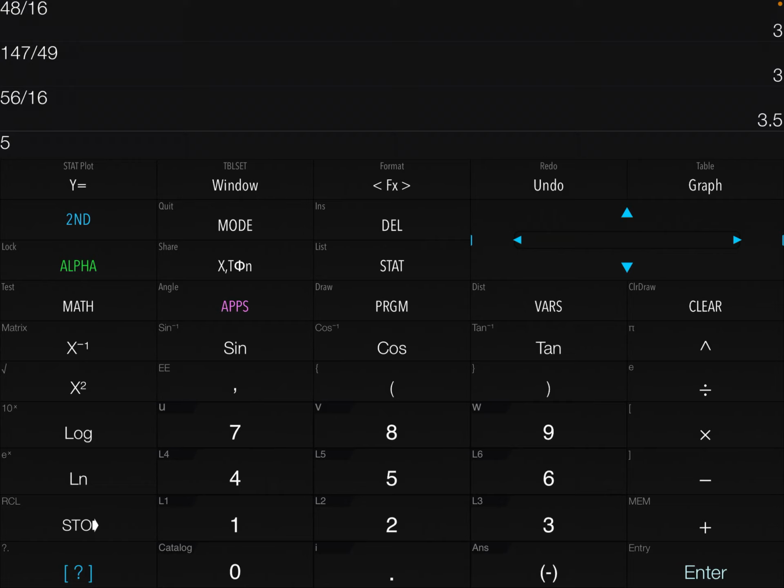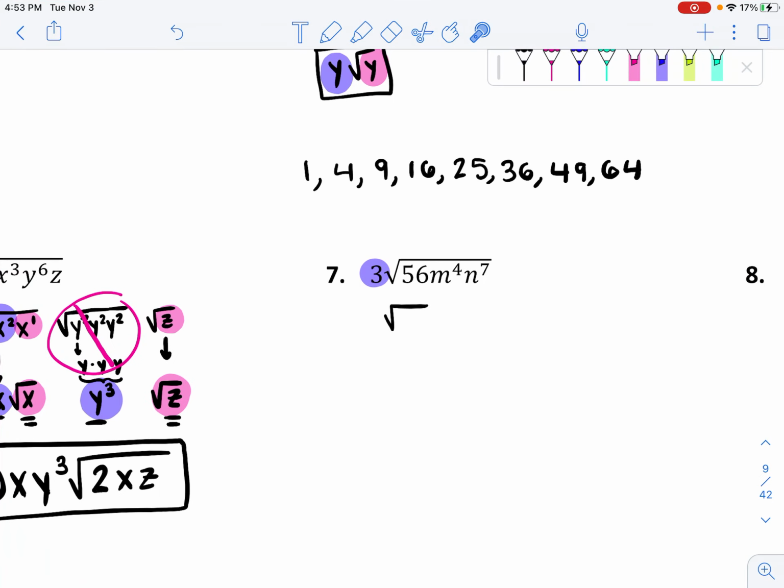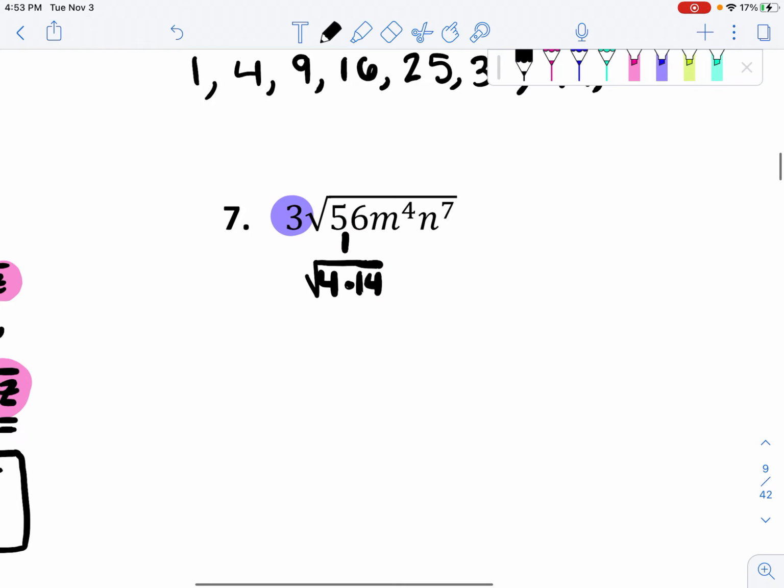56 divided by 16, I get a decimal. So the next one would be 9. 56 divided by 9, I get a decimal. So my next one would be 4. 56 divided by 4 is 14. So I get 4 times 14. That's what the square root of 56 gives me. M to the 4th, that's already an even exponent, so that's good to go.